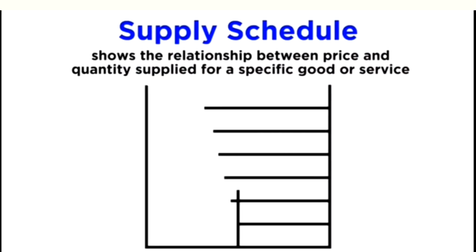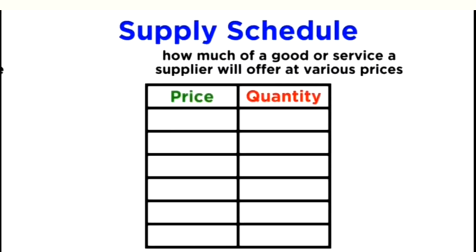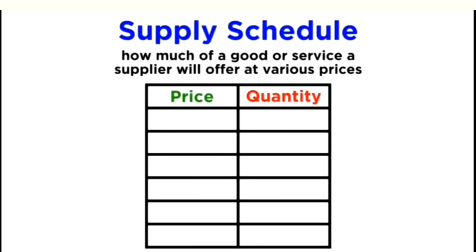Similar to a demand schedule, a supply schedule shows the relationship between price and quantity supplied for a specific good or service, or how much of a good or service a supplier will offer at various prices. Like a demand schedule, a supply schedule lists supply for a very specific set of conditions.